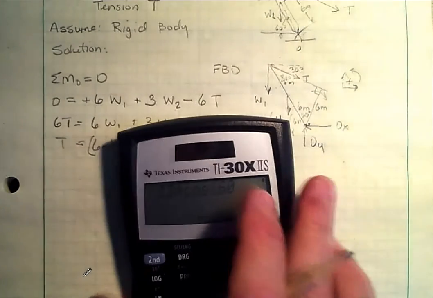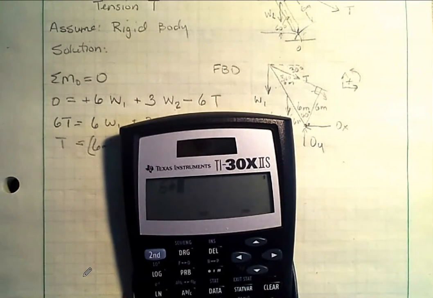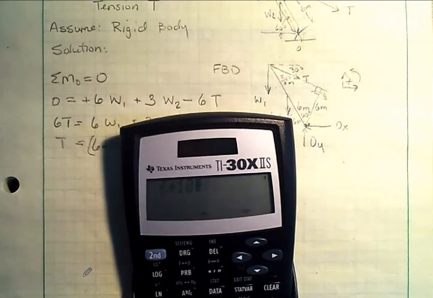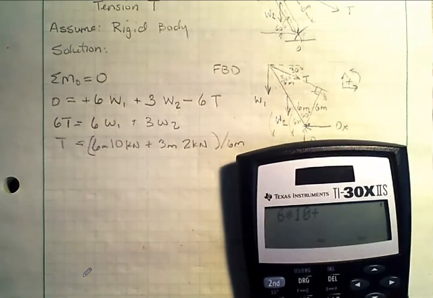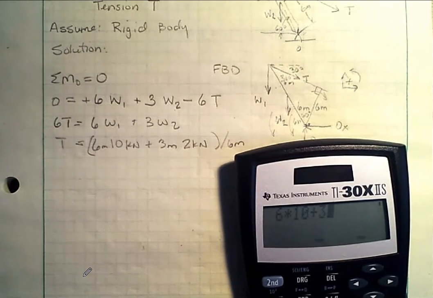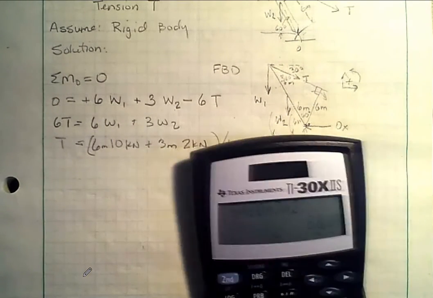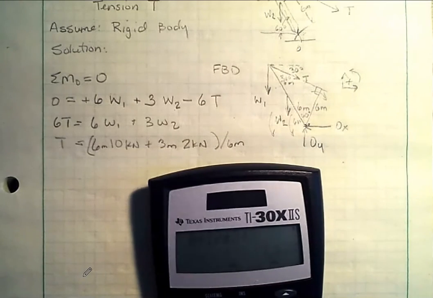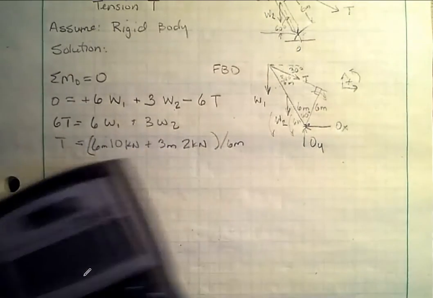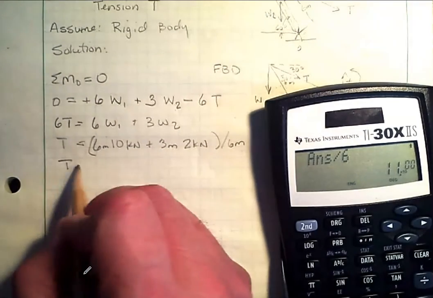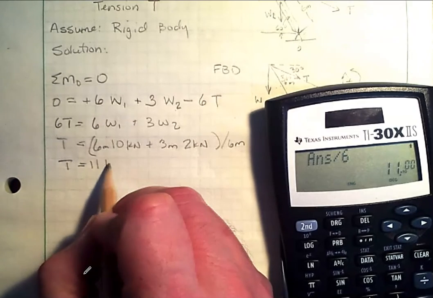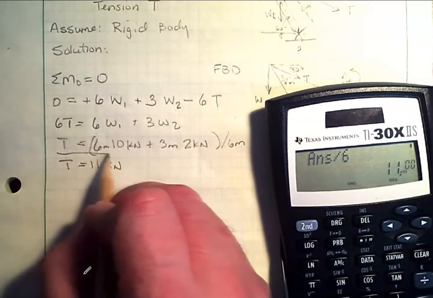So let's just plug that in. We probably could do it in our head. 6 times 10 plus, what was it, 3 times 2. All right, that's going to give us 66 divided by 6. Going to give us 11. So T in this case is equal to 11 kilonewtons.